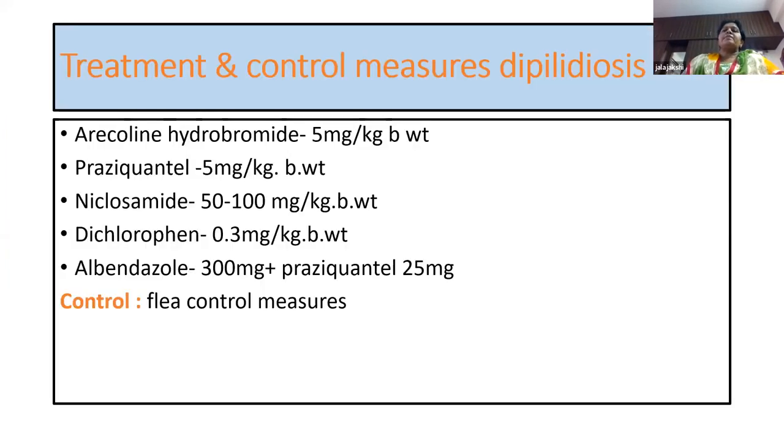Praziquantel is a very effective drug for both adult and immature stages of tapeworms, whereas albendazole, under the benzimidazole group of drugs, is also effective. Benzimidazole anthelmintics only kill the head and segments, and are less active when compared to praziquantel. So it is better to use a combination of albendazole and praziquantel for the control of all tapeworm infections in small ruminants. Control of this dipylidiosis is mainly through flea control.